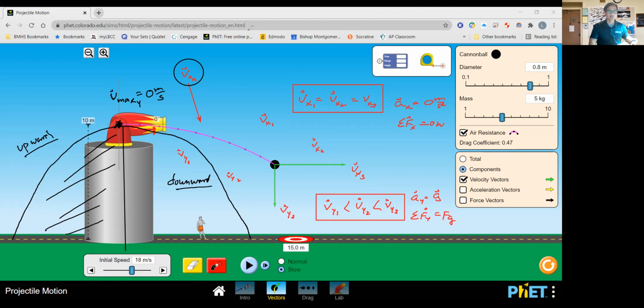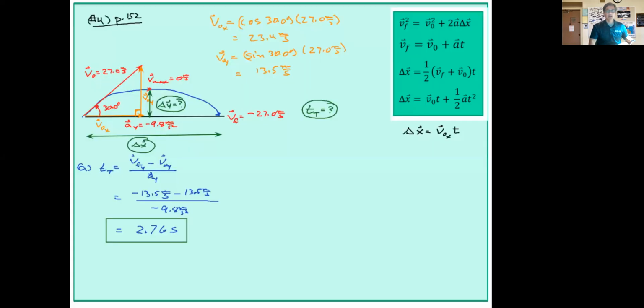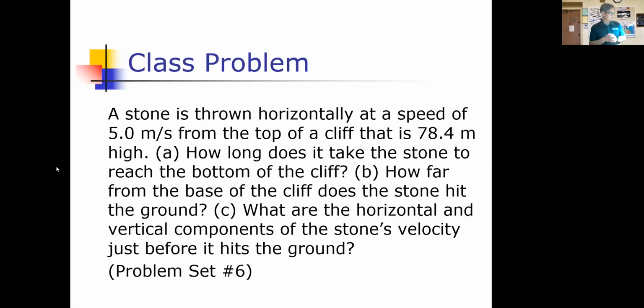Okay, so let me go ahead and save this here. And let's take a look at a problem that asks you to do just this. So let's work this one out together. This is number 6 in your problem set, so grab your problem set and make sure you write down what we do here.